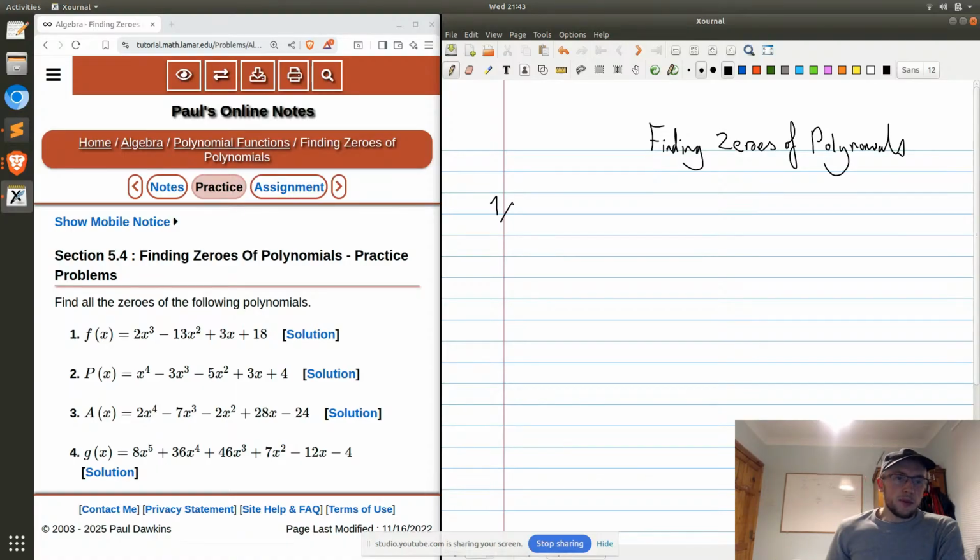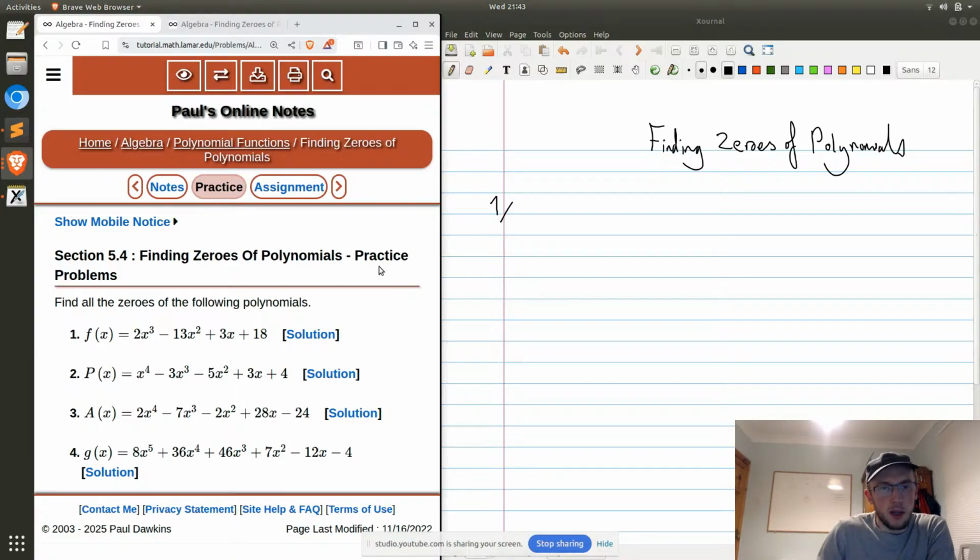So the first function is a cubic, and we are to find the zeros of this cubic. So what does the rational root theorem tell us? It tells us to pay attention to the 18 on the end and the 2 at the beginning, right?